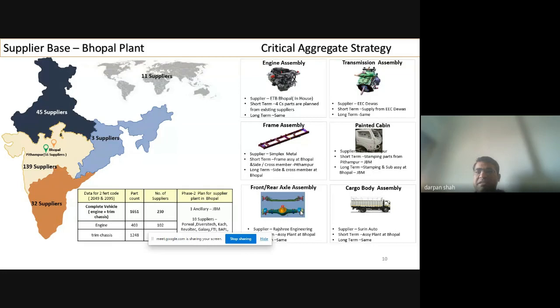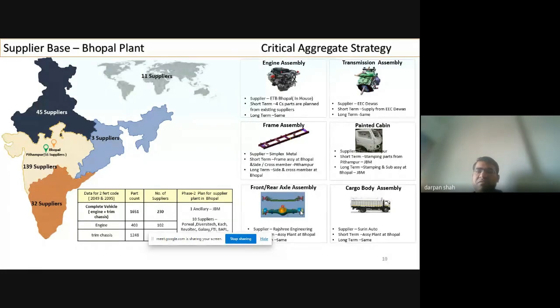So these are some critical aggregates, as we call them. An aggregate is basically an assembly of a lot of parts. So, as we can say, engine assembly. The engine is basically an assembly of a lot of things: alternator, motor, gear, pulley, piston, crankshafts, oil sump. Then we have a transmission assembly where there are a lot of gears, as we all know. Frame assembly is basically a ladder-based design which is used in the commercial vehicle industry.